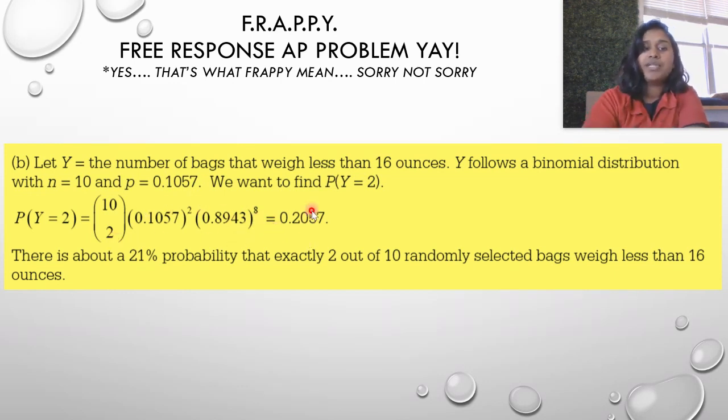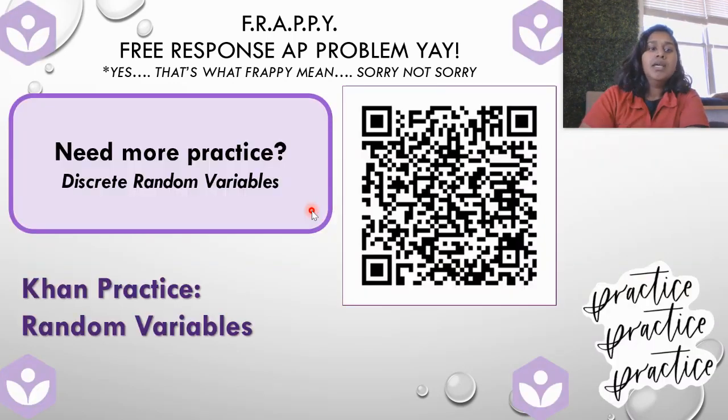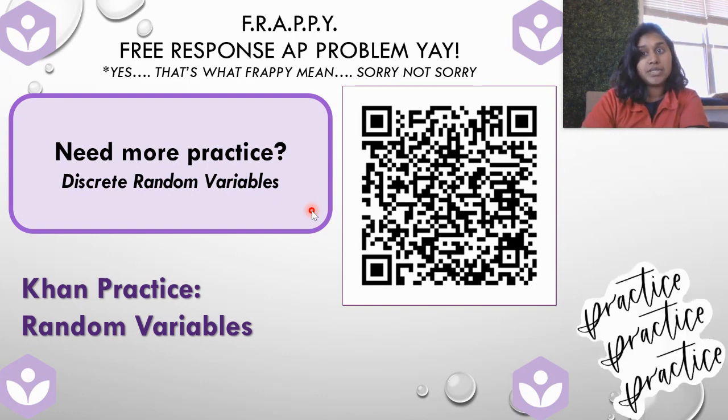So there's a 21% probability or chance that exactly 2 out of 10 randomly selected bags weigh less than 16 ounces. So this is a really easy question, but it's just about remembering how to set up a binomial distribution and how to recognize it. If you need more practice on discrete random variables, please go here. This one was a little tough. I understand. We struggled with this even in class. So please do go practice a little bit.